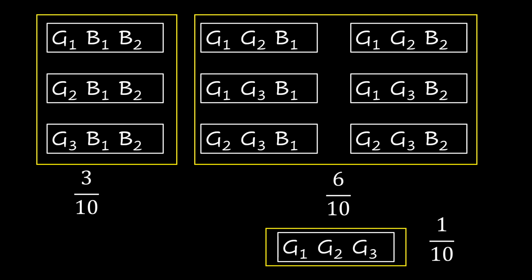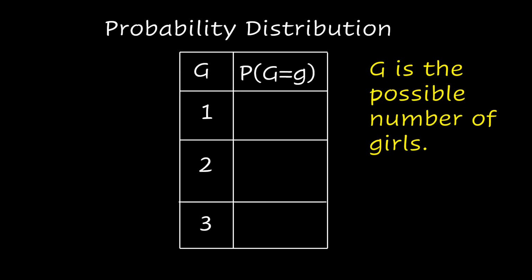So these are the probabilities that we are going to use to populate our probability distribution table. So the probability once more for 1 is 3 over 10. The probability for 2 is 6 over 10. And the probability for 3 is 1 over 10.